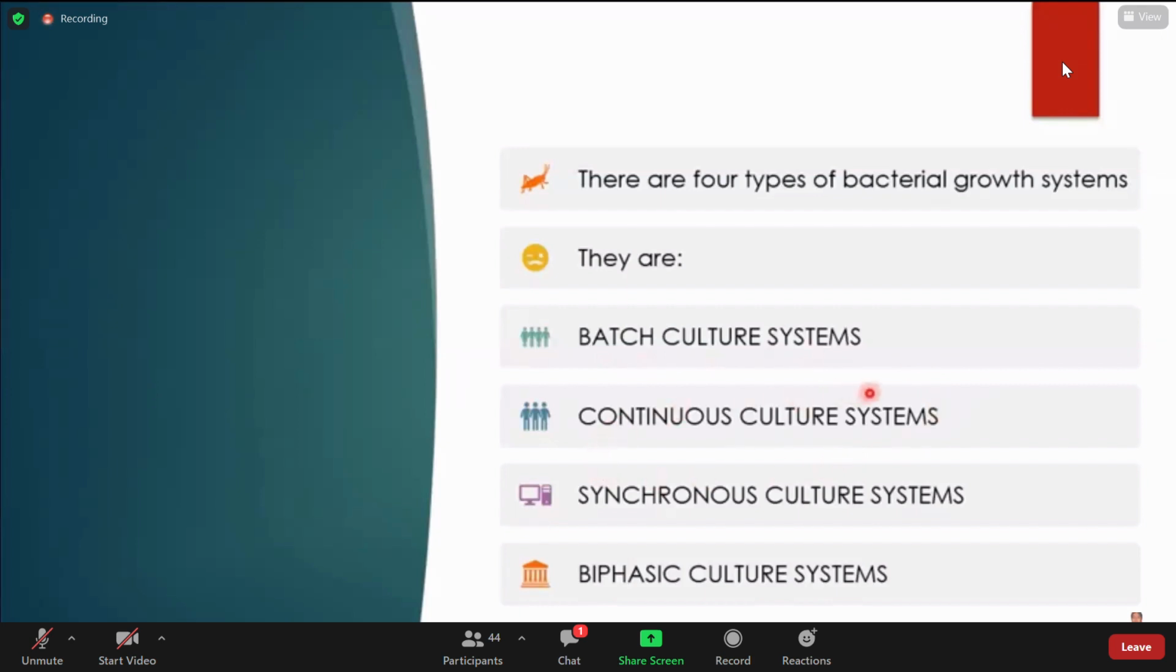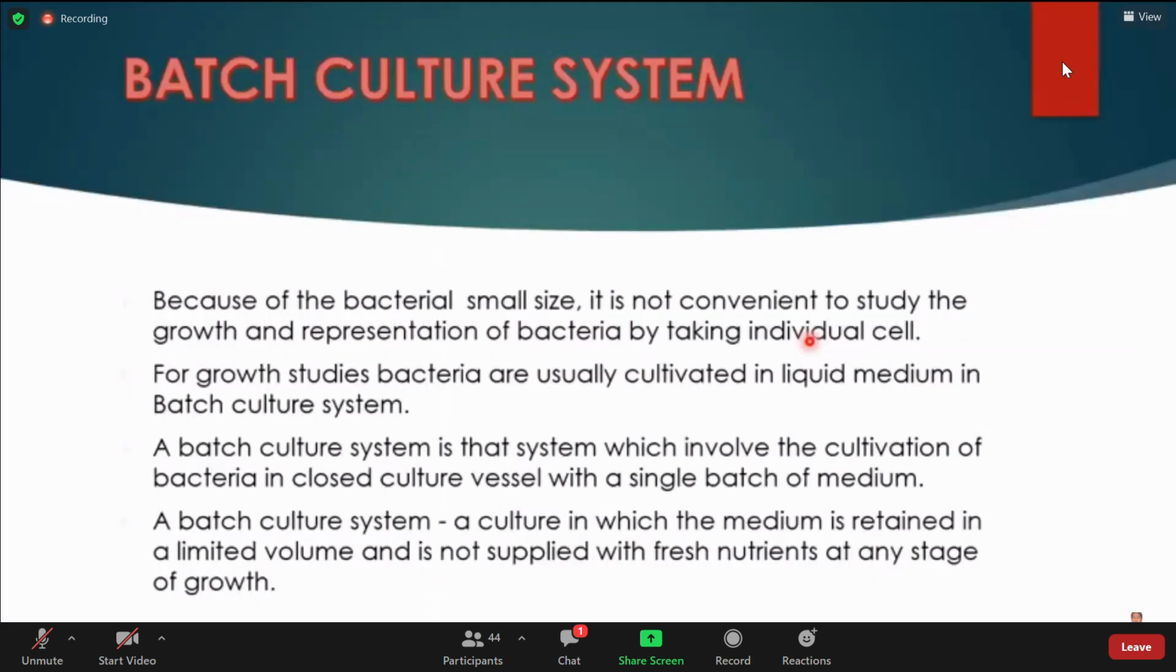Coming to the continuous culture system, it is very useful for industrial purposes, where the culture is continued, which is why it is called continuous. Synchronous culture means all the cells are the same size. Biphasic is where two substrate molecules are present and the bacteria show two growth humps. We will discuss all these four culture systems one by one. Let's begin with the first one, the batch culture system.